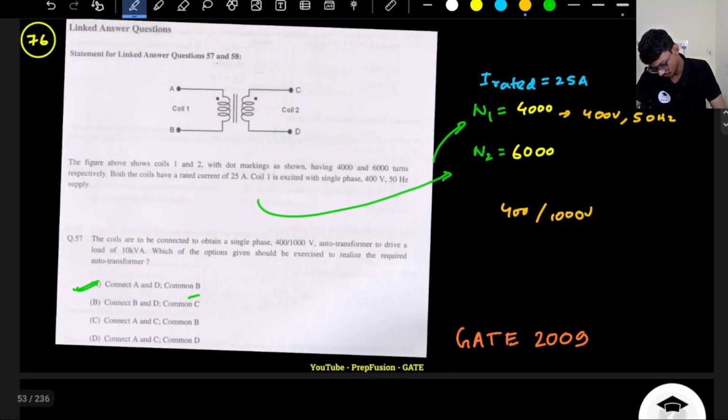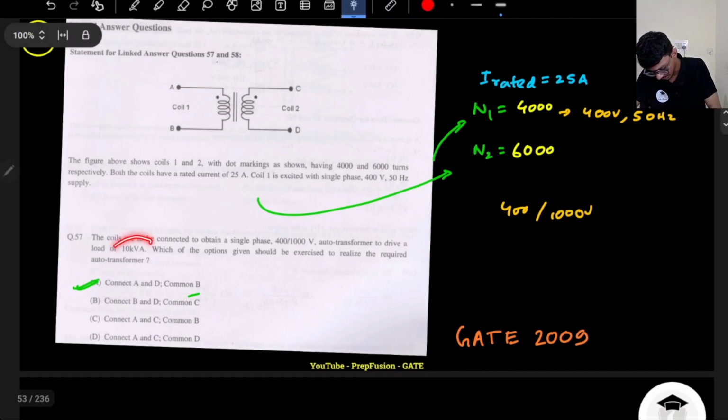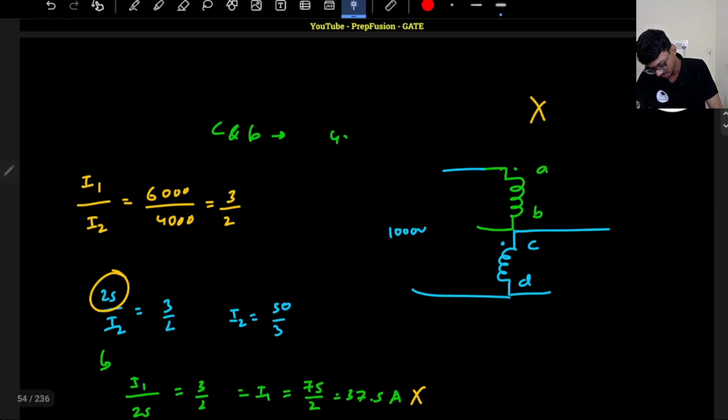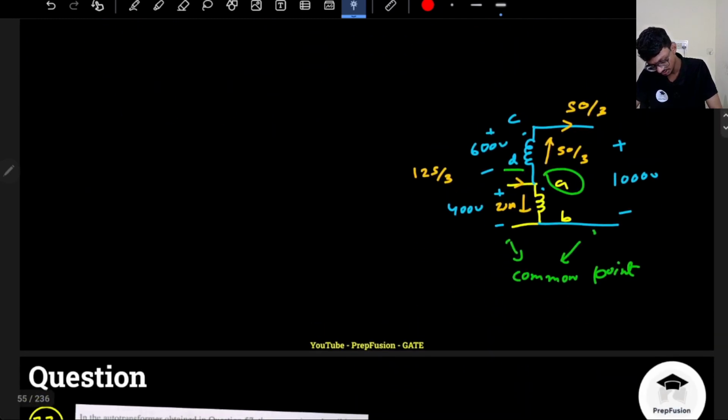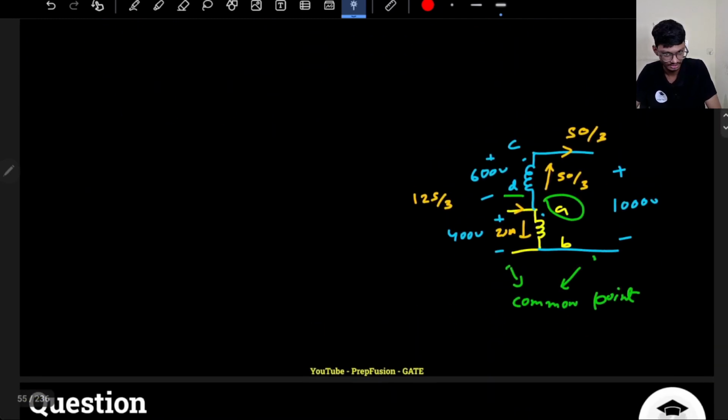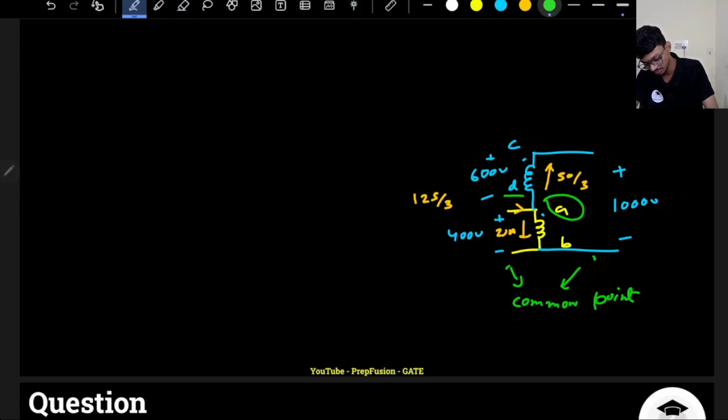So the kV rating, do we know? We don't know the kV rating. Okay, they have asked, it is connected to a 10 kVA load. If it is connected to a 10 kVA load, is the load side 1000 volt, right? Because the supply side is 400 volt, the load side is 1000 volt. So this is the load side actually. Actually we are not using the rated condition. So if it is connected to a 10 kVA load, I was wrong here.